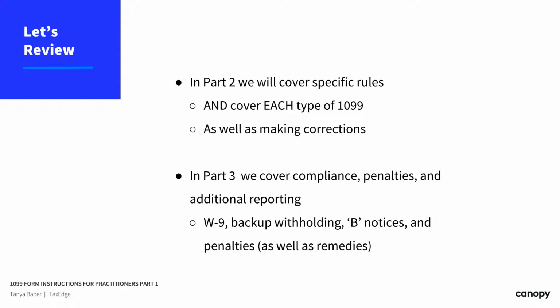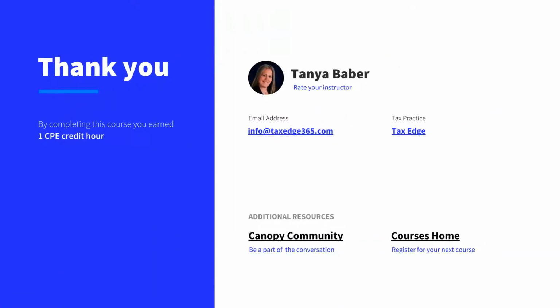Part 3, we cover compliance, penalties, and additional reporting. And just a little heads up, in the penalties part of it, we give you what to do about what if somebody didn't do what they were supposed to do. We'll talk about what the W-9 is. We'll talk about backup withholding, as well as a little bit of change in the backup withholding rates. We'll talk about the dreaded B notices, what to do about those, and again, how do we remedy some of those penalties? So in parts 2 and 3, it's going to just continue to supplement what you've already learned in this course. So certainly encourage you to go ahead and check those out as well, and fill out your whole comprehensive guidebook for 1099s.